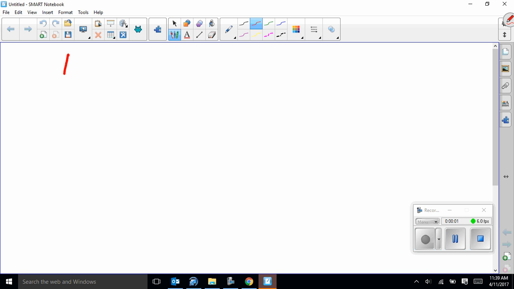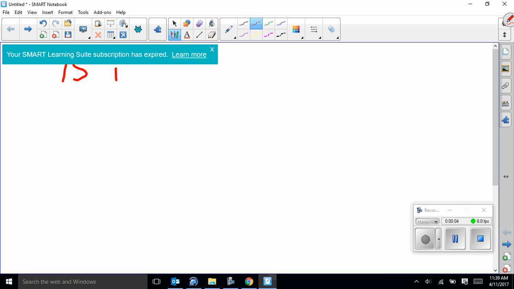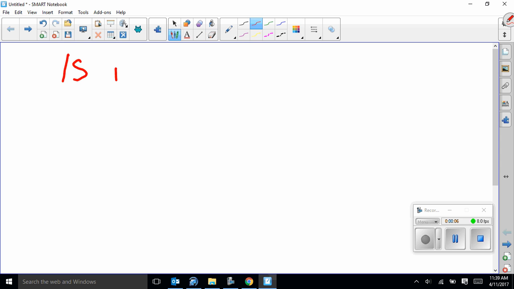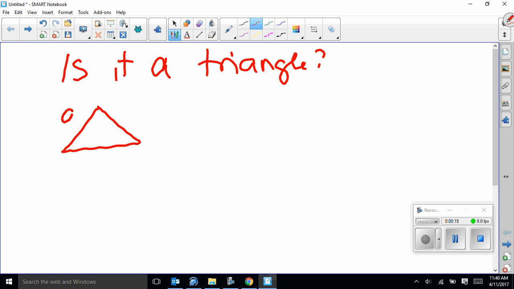So reviewing, is it a triangle? The sum of the two shorter lengths, A plus B, needs to be greater than or equal to C. So your two short sides need to be greater than or equal to your long side. Yes, and we had talked about that.